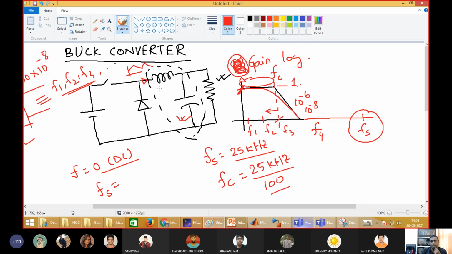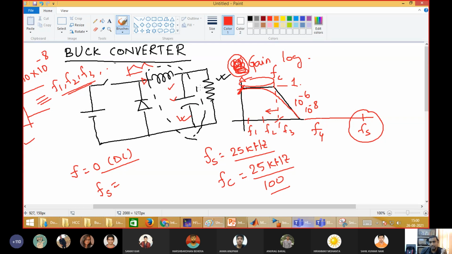So how to design, how to get L and C values, that you can read off. Read means READ. You can read on this how to get the L and C values. If you are interested, you can go through. But this is how a buck converter operates, and this is the function of the LC filter at the converter output.